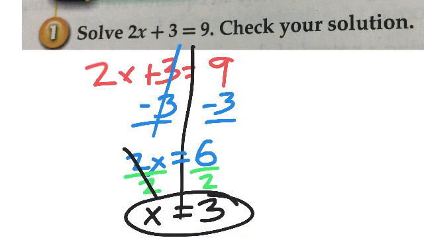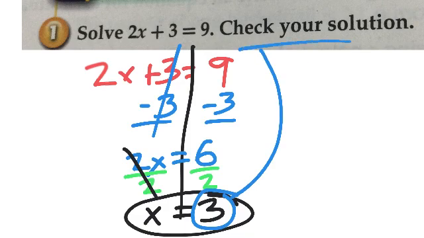Now on these, we can always plug our number back in to check to see if we did it correctly. So I think x is supposed to be 3, so plug in 3 here for x. 2 times 3 is 6. 6 plus 3 is 9. So 3 works. So I did it correctly.